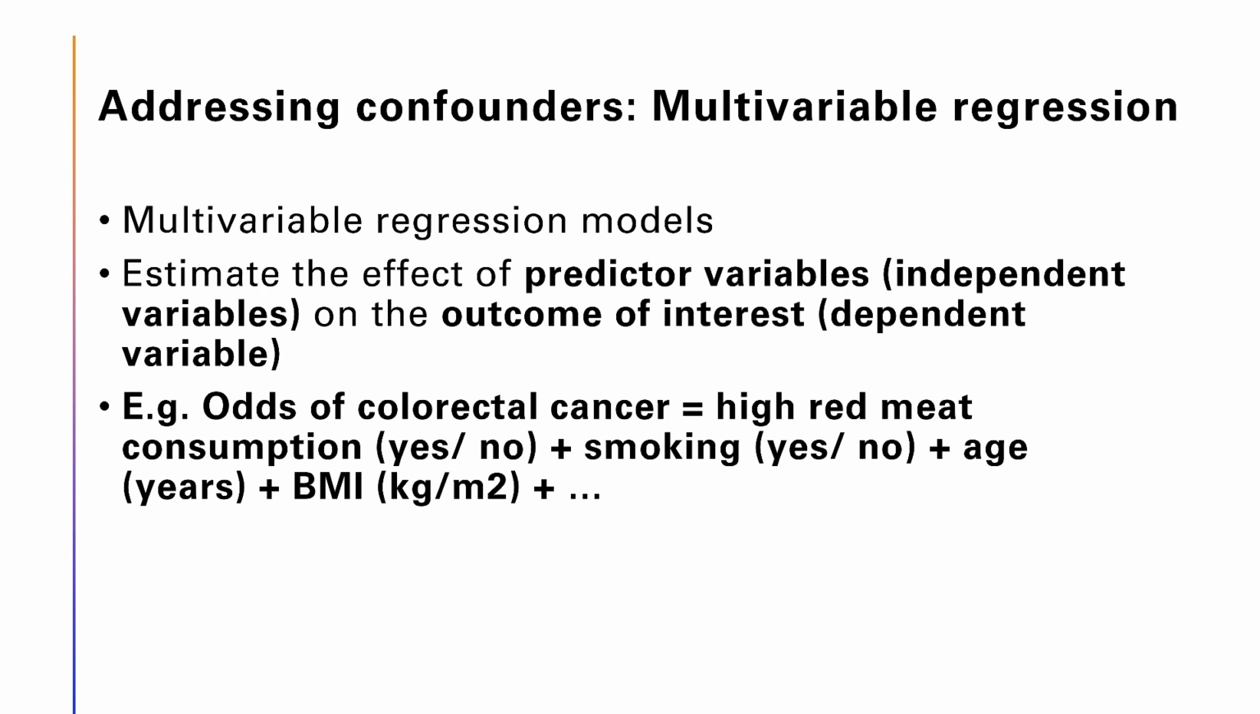So how do we solve that problem? The solution to confounding in observational data is what we call multivariate regression models. You might have seen it in other medical literature published before. This allows us to estimate the effect of many predictor variables, or independent variables, on the outcome of interest. Using the previous example, we can use a multivariate logistic regression to estimate the effects of a high red meat diet, smoking, age, and BMI on the odds of colorectal cancer.